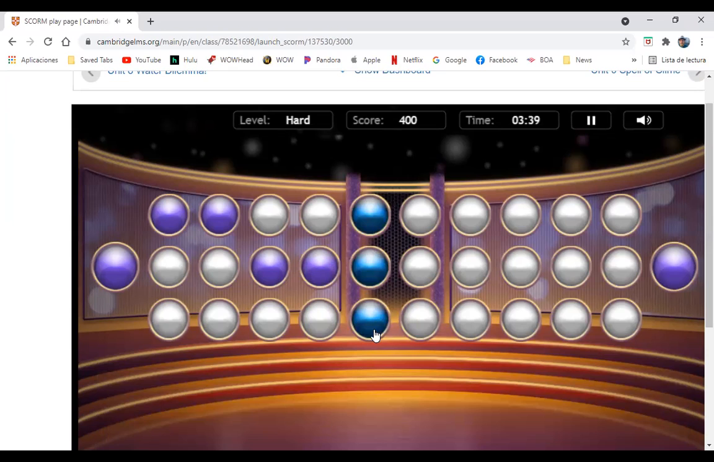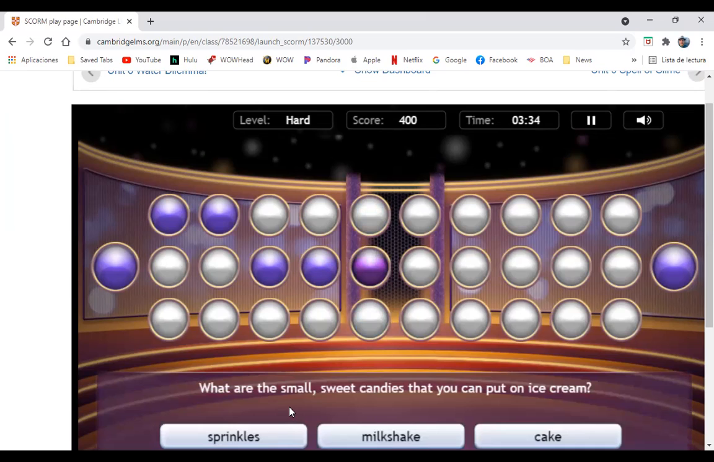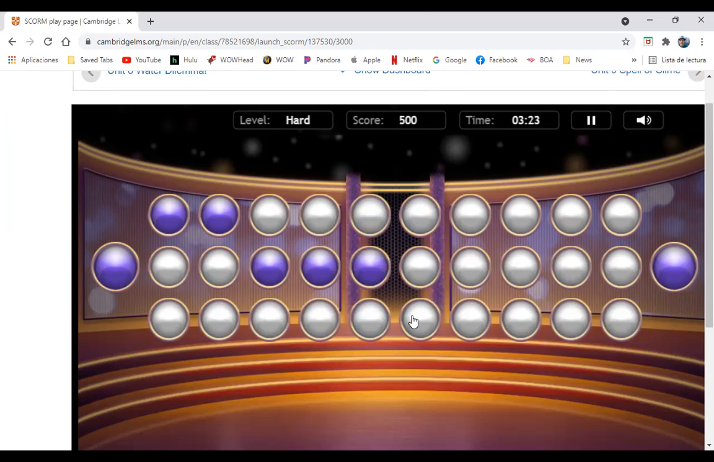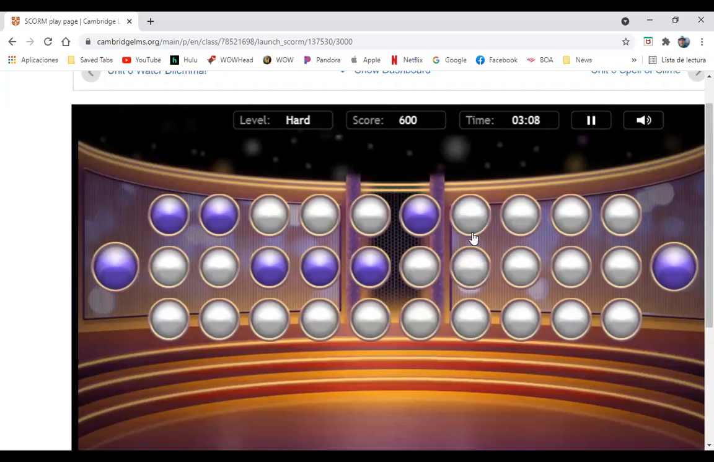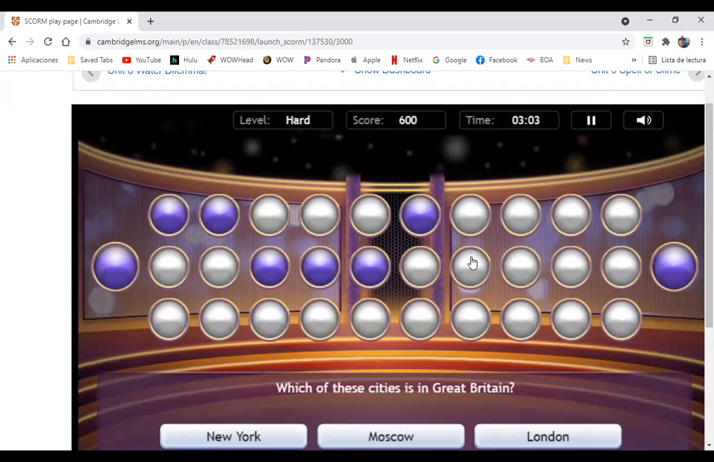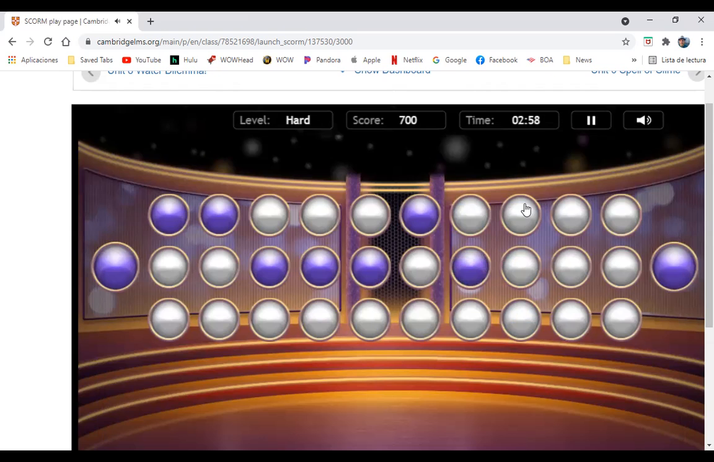What are the small sweet candies that you can put on ice cream? Sprinkles. One, two, three. One. All right. In which of these countries is Spanish the main language? Chile. Yes. One, two. Two. Which of these cities is in Great Britain? London. London, yes. Two.